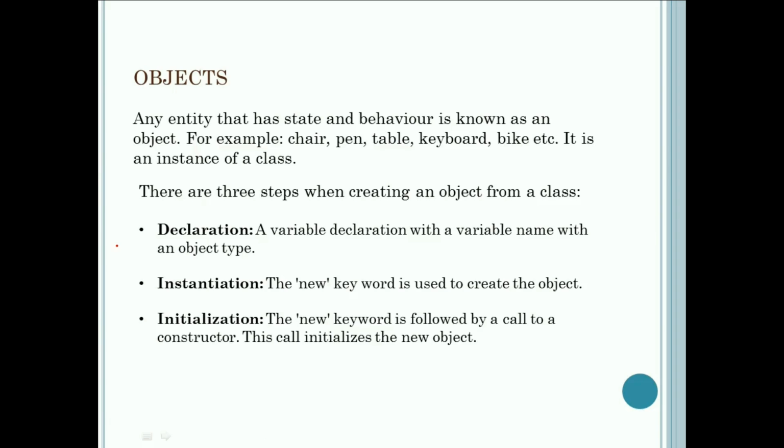The first one, what is an object? I have explained the object in the previous video, that an entity that has state and behavior is known as an object. For example, chair, pen, table, etc. They all are objects.